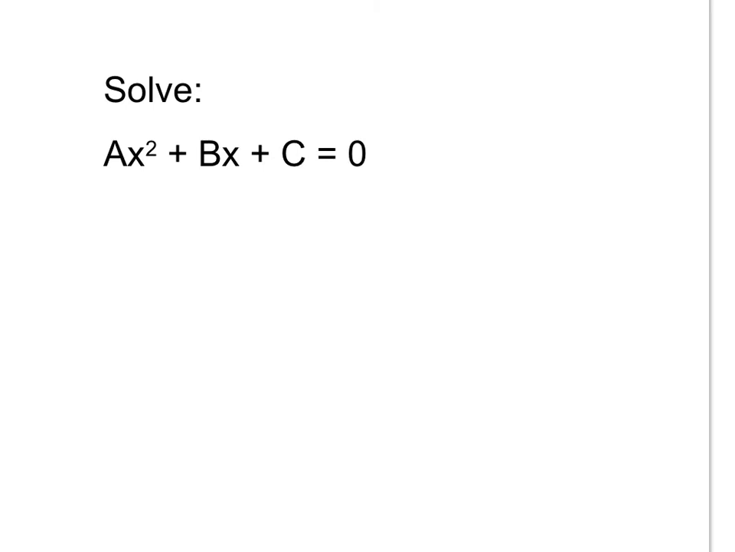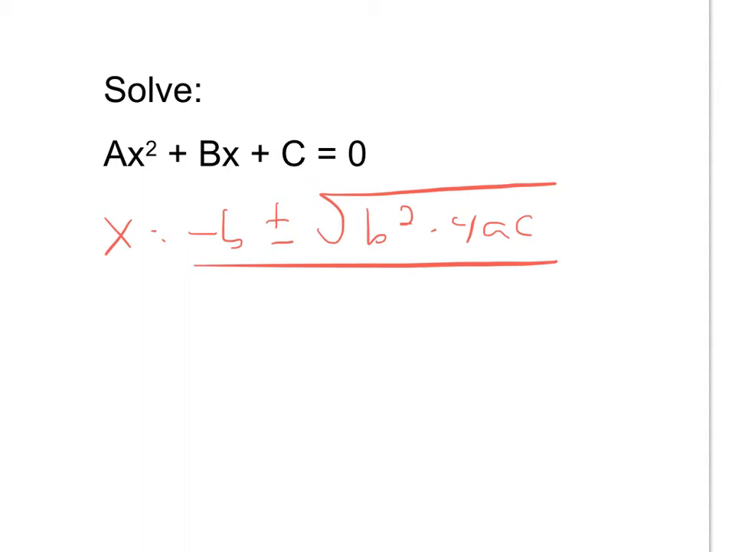Okay, I want you guys to solve this equation using the quadratic formula. Go ahead. So we have x equals negative b plus or minus the square root of b squared minus 4ac, all divided by 2a. Pretty cool now.